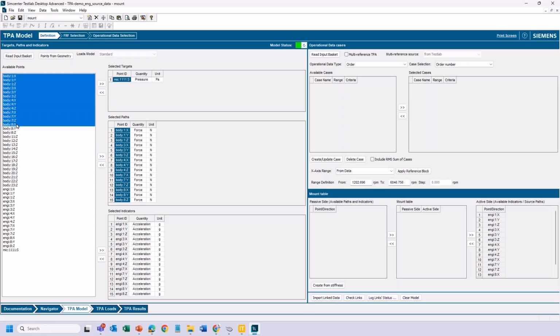Yeah, and then here on the body, if I choose those, because I need both the active and passive side as indicators, well, those have the same name as the paths. These must be the passive side vibrations. So it lined that up nicely for us. Isn't that cool? Yeah.